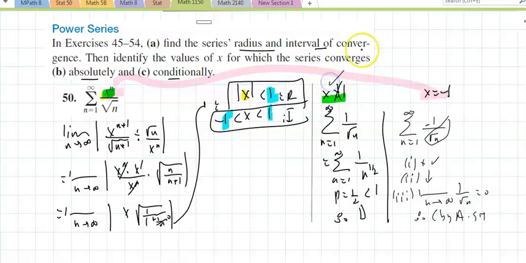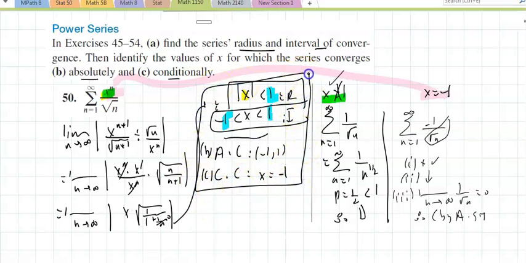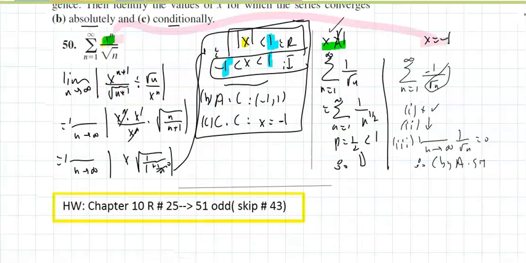So this is allowed. So we say absolutely convergent for negative 1 to 1 and conditionally convergent only at x equal negative 1. And that would be my answer. And there's the homework.